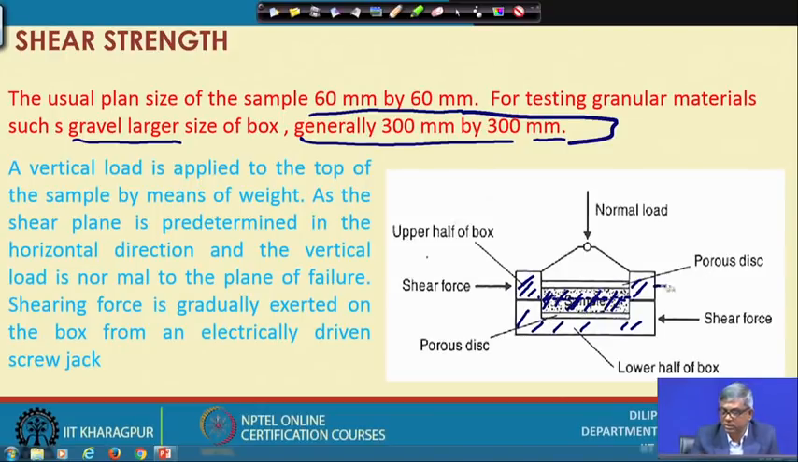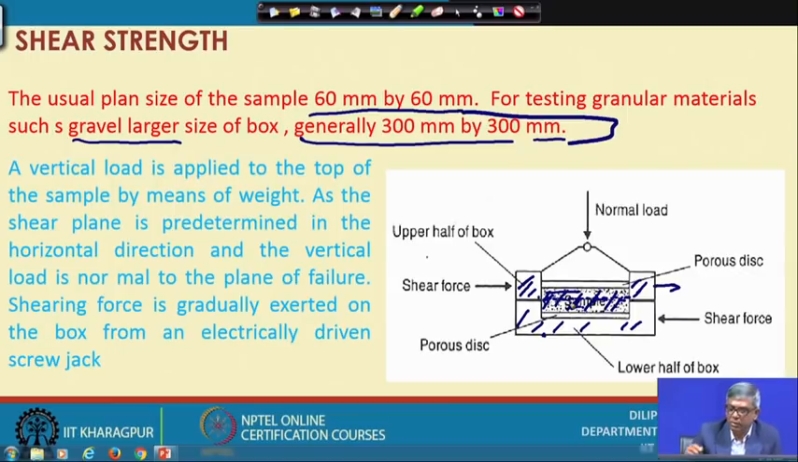Then if this one tries to move in this direction and this is fixed, what will happen? When this moves, this soil also moves and this is stationary, so between this soil and this soil there is a movement. As long as the applied shear stress is smaller than the shear strength of the soil, no failure will occur, and as soon as the horizontal applied force is bigger than the shear strength, it will show failure, suddenly slipping will take place.